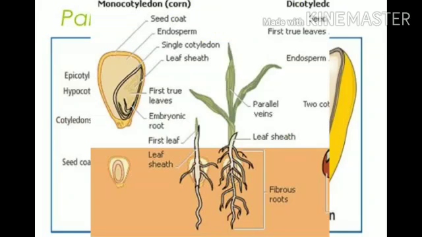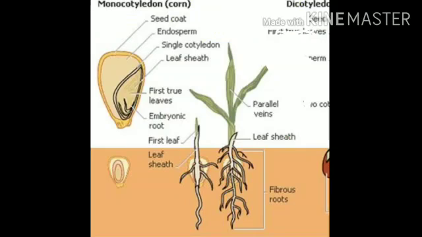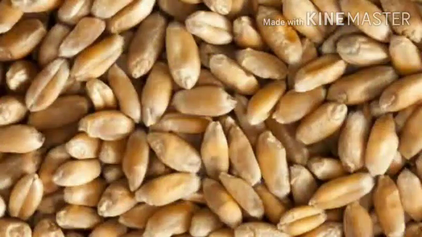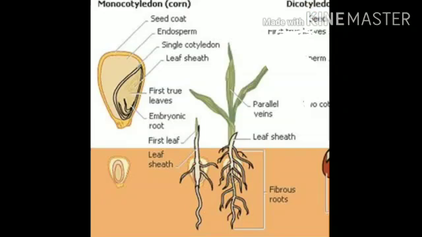Now I'll tell you about the monocotyledons. Mono means single. Monocotyledons have seeds with only one cotyledon, for example maize, rice, and wheat. These are all monocotyledons. They have leaves with parallel venation and a fibrous root system. Here, dicotyledons have a taproot system and monocotyledons have a fibrous root system.